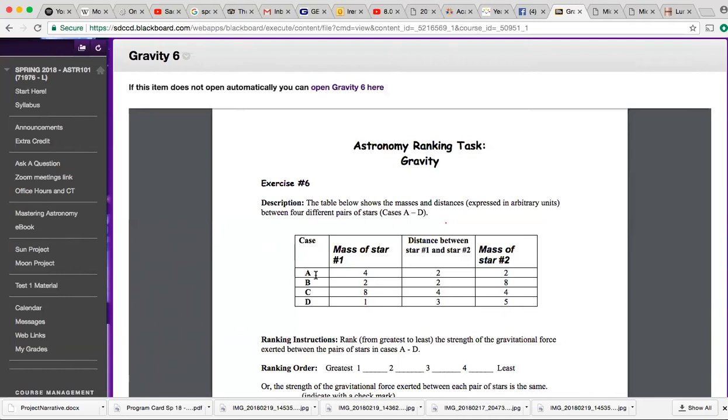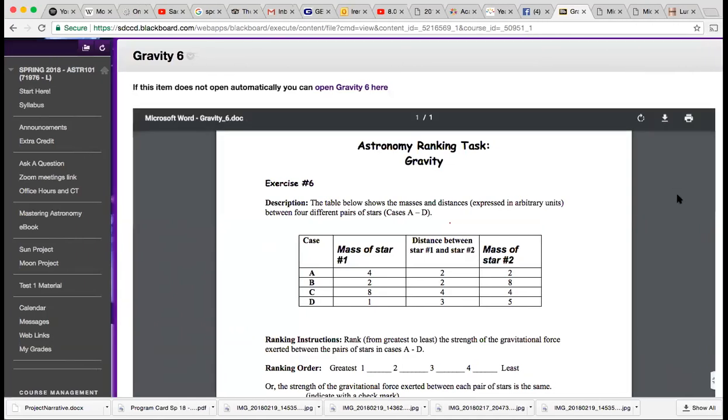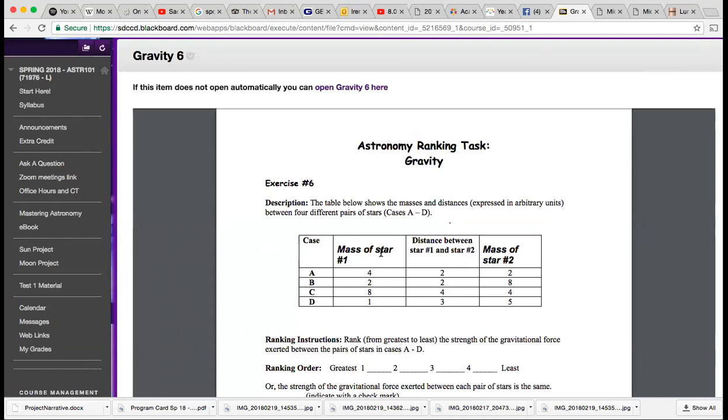No, okay, wait. See this over case A. You have one star that has this mass, and then you have another star that has this mass, and then you have the distance between them. Oh, I get it. There's two stars and there's just distance in between. Yeah, basically, for gravity, you always need two objects with mass. So that's your object one, object two, and then the distance between them.